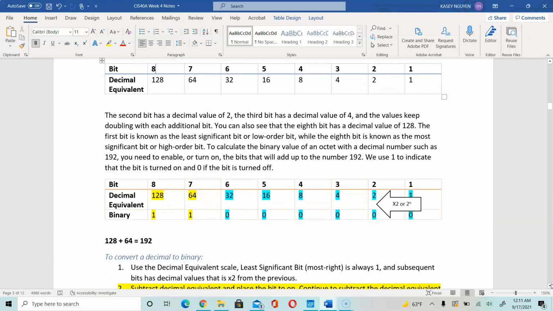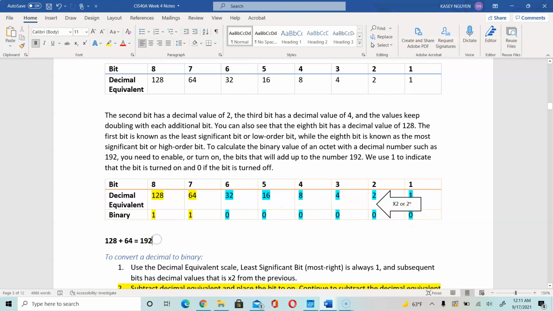So when you look at the binary equivalent, when we have 192 in an octet, how does it represent 192? That will be 128 plus 64. So bit 8 and bit 7 will be on, and the rest will be off.